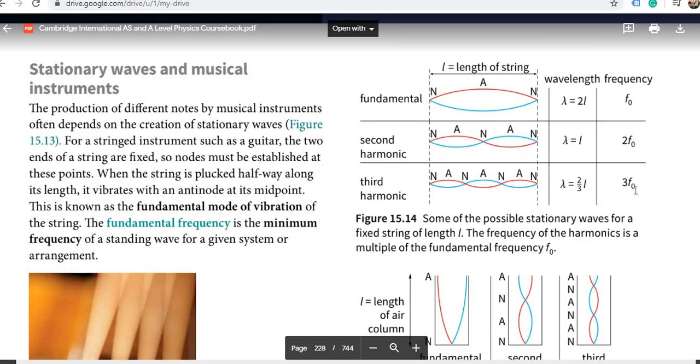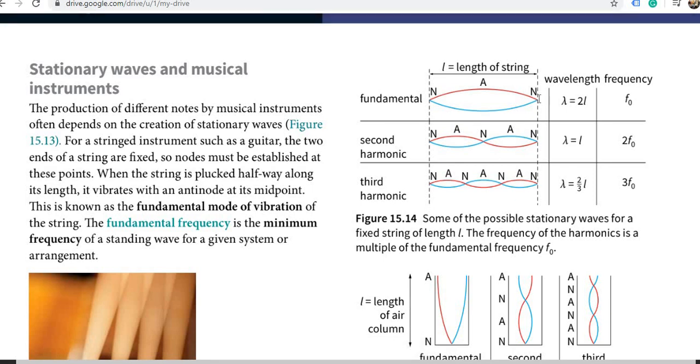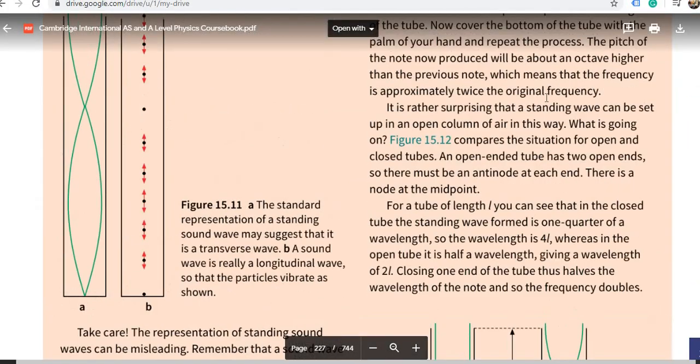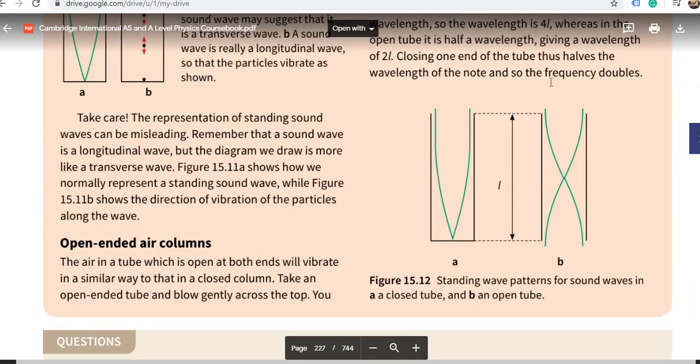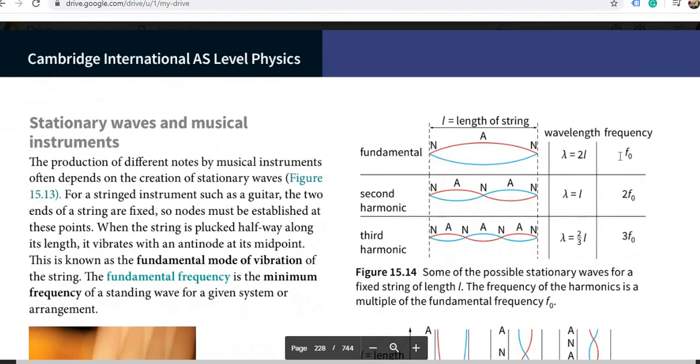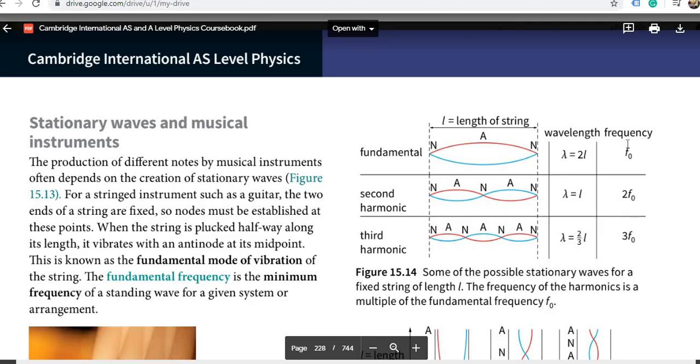F naught, 2 f naught, 3 f naught if both ends are closed, or if you have nodes at both ends. Same thing applies if you have antinode at both ends. Like for example over here, where both ends are open, where you have antinode on either end or node on either end, this will apply. So the fundamental is f naught, second harmonic is 2 f naught, third harmonic is 3 f naught. The first harmonic is called the fundamental.